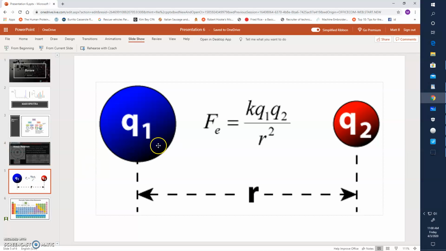We have Coulomb's law, which is all related to this. The force is equal to a constant times Q1 times Q2 all over R squared. So the force of attraction or repulsion is due to the size of the charge, whether it's +1, +2, +3, -1, -2, -3, and it's also related to the distance that they are apart. The further apart they are, the less they're going to feel the attractive force.